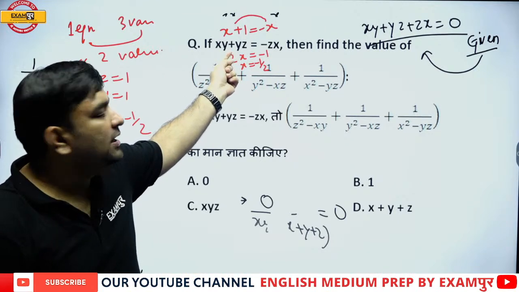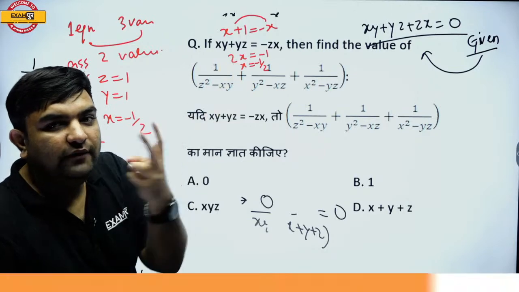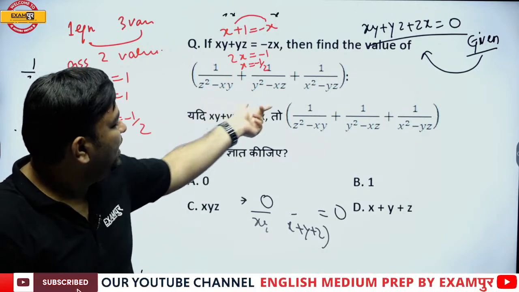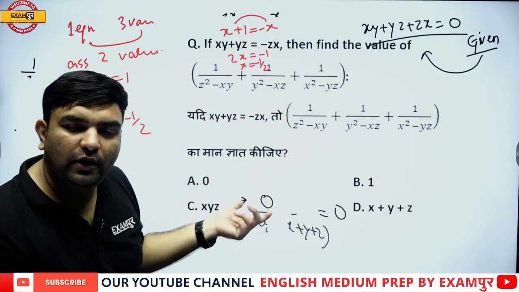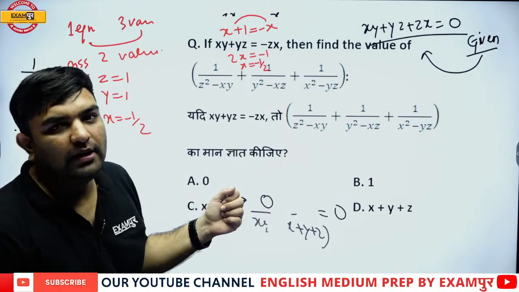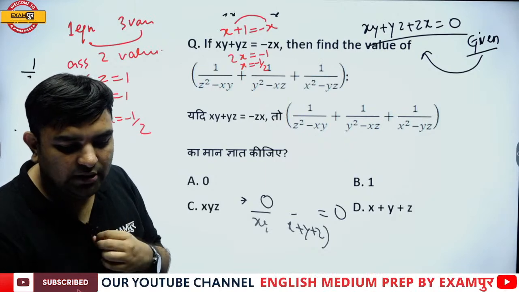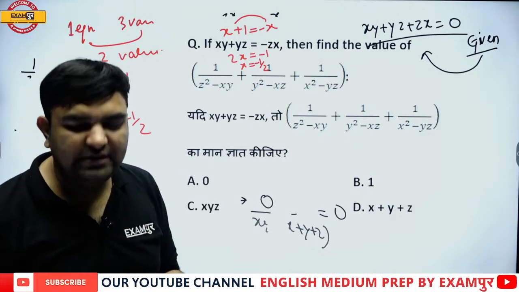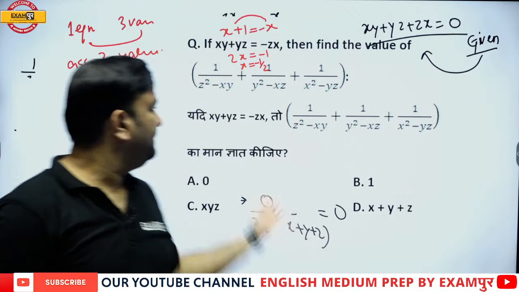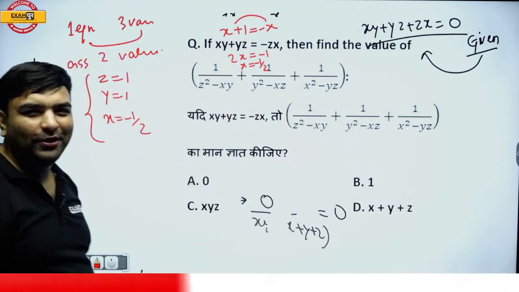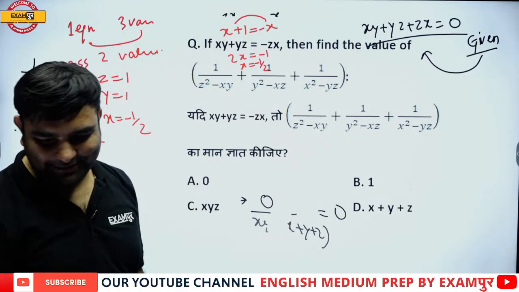If ultimately one of them will become 0, and if 2 will become 0, the denominator will become 0, which is not defined. That was the reason I have not taken any one of them as 0. What do you say?